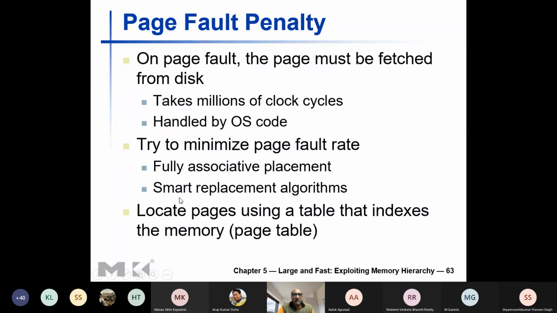And another one is smart replacement algorithms. By using very efficient replacement algorithms, the miss rate can be optimized, the miss rate can be minimized.